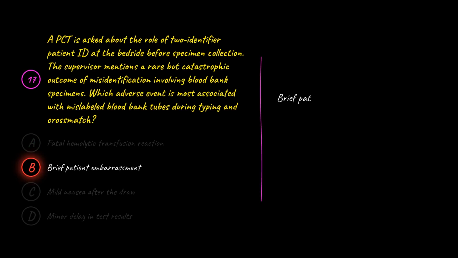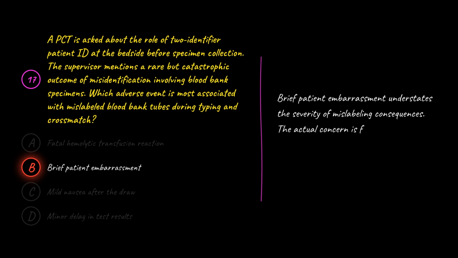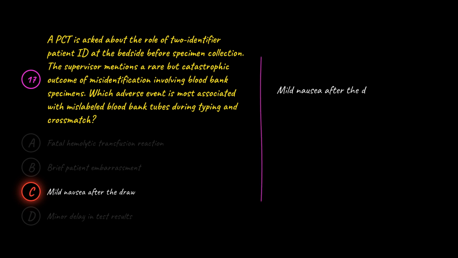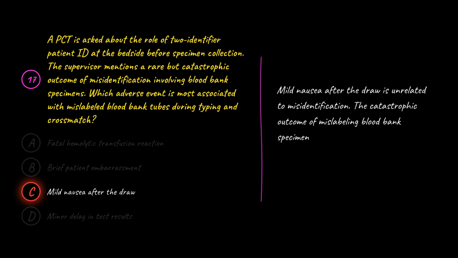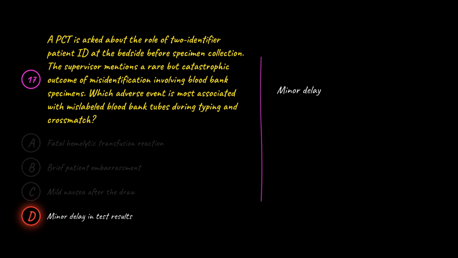B is wrong because brief patient embarrassment understates the severity of mislabeling consequences. The actual concern is fatal hemolytic transfusion reaction, a life-threatening event that drives the strict labeling rules for blood bank specimens. C is wrong because mild nausea after the draw is unrelated to misidentification. The catastrophic outcome of mislabeling blood bank specimens is the wrong type transfusion, not an adverse reaction at the time of the draw itself. D is wrong because minor delay in results does not capture the danger.